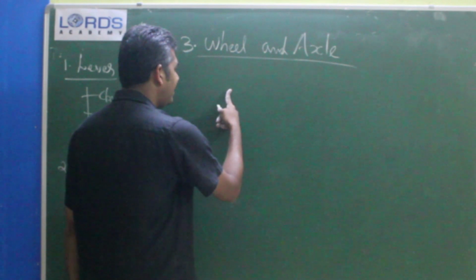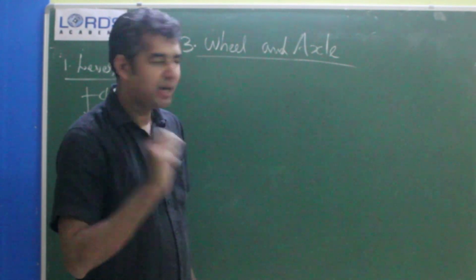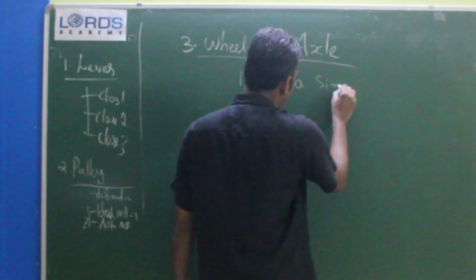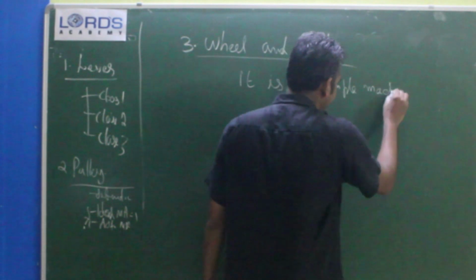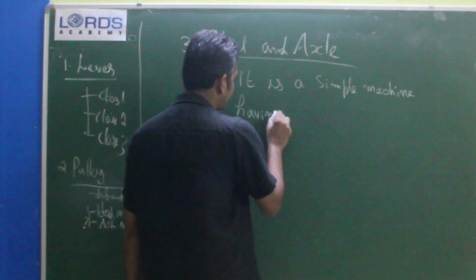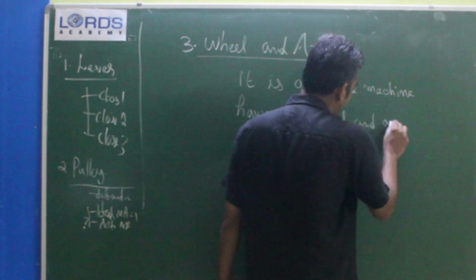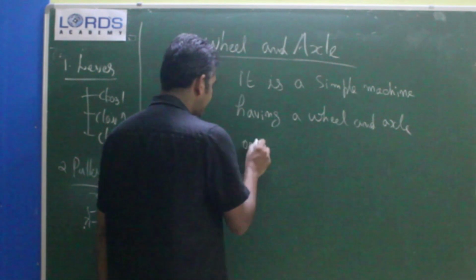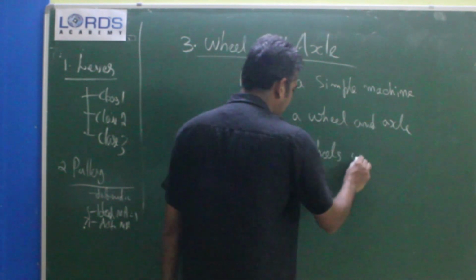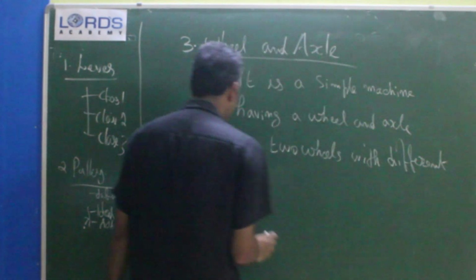Yeah, when we define, we can start with a common word. Wheel and axle is a simple machine. It is a simple machine. I will give the definition first. Simple machine having a wheel and axle or 2 wheels with different diameters.